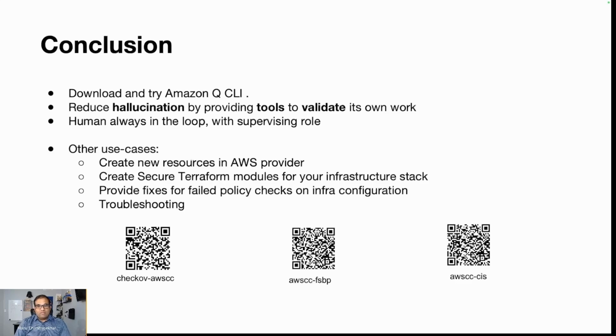There are definitely other use cases where Amazon Q CLI and a similar approach would work. You can create new resources in the AWS provider when a new service gets released. Creating secure Terraform modules to start with, right? Getting that feedback around using security helpers like Ash, which has its own MCP server. Going through and reviewing your code as you write it. If you have failed security checks, use Amazon Q to give you an idea of how to fix those. And in general, troubleshooting.